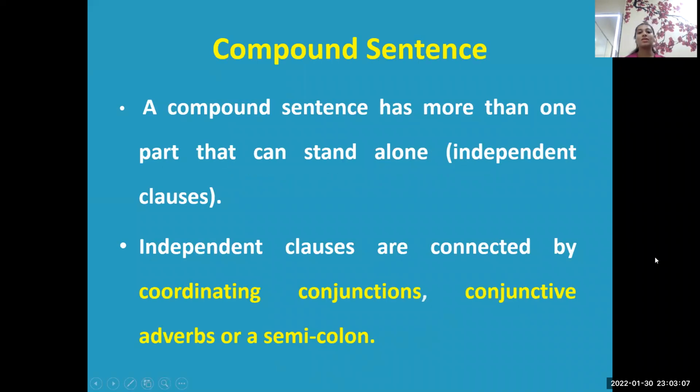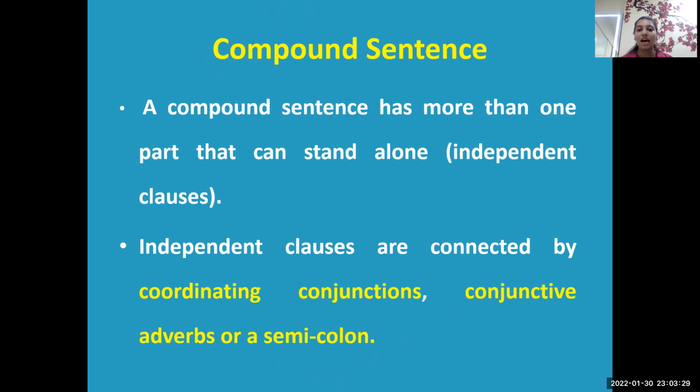So, what is a compound sentence? A compound sentence has more than one part that can stand alone, which are also called independent clauses. So now let us see what independent clauses are. Independent clauses are connected by coordinating conjunctions, conjunctive adverbs, or a semicolon.